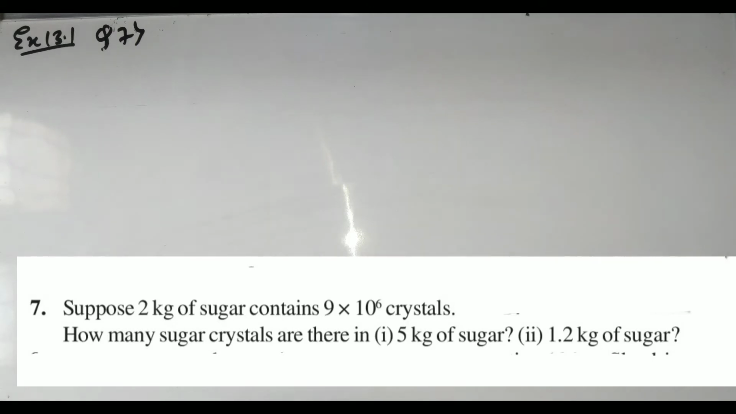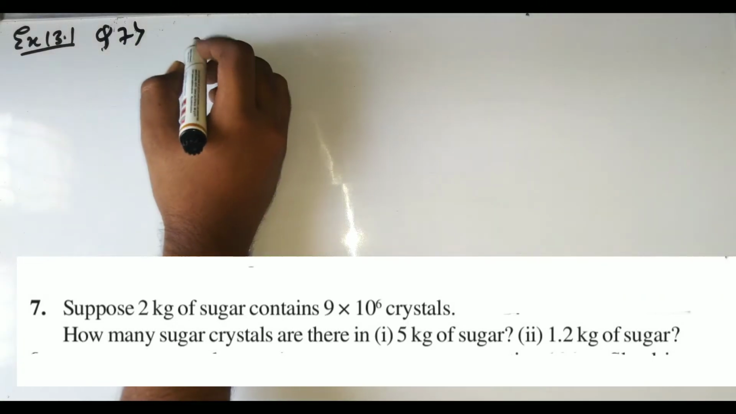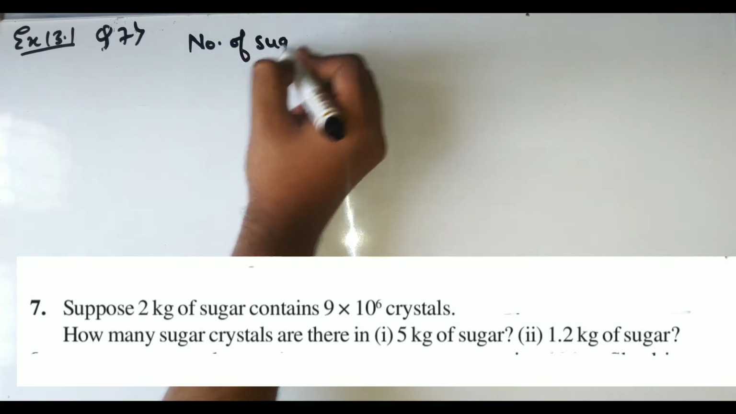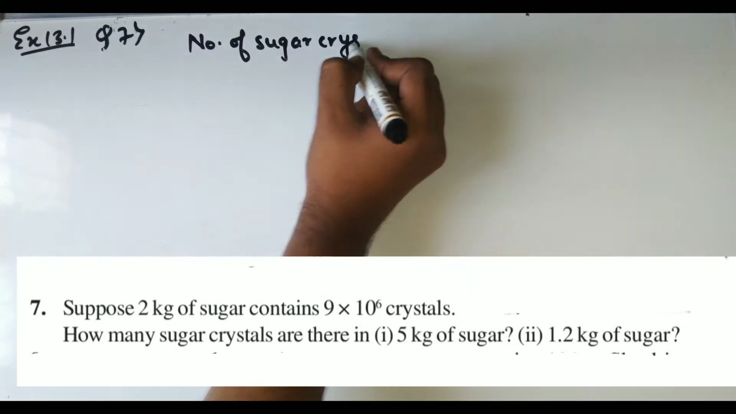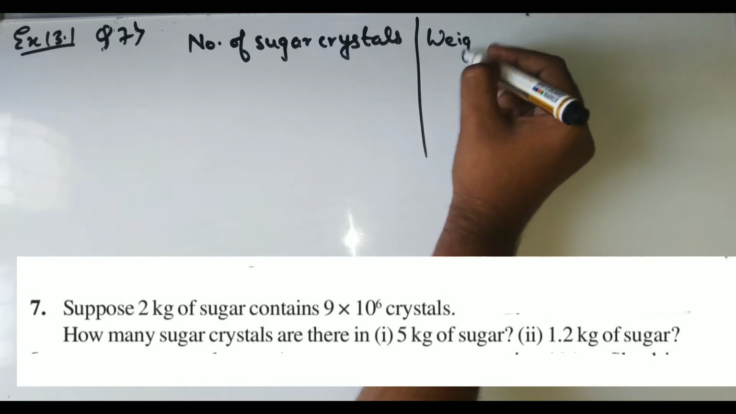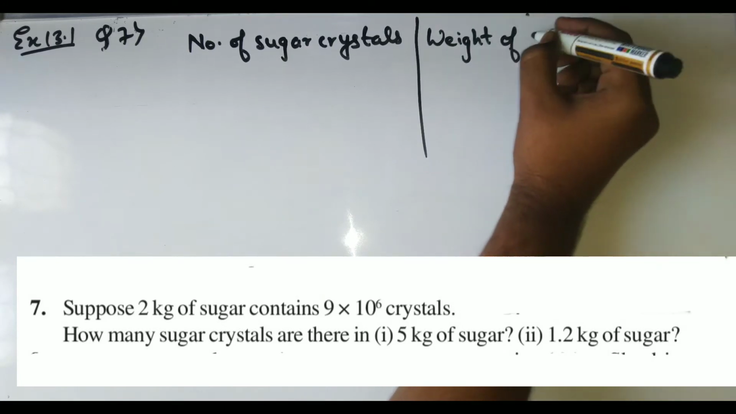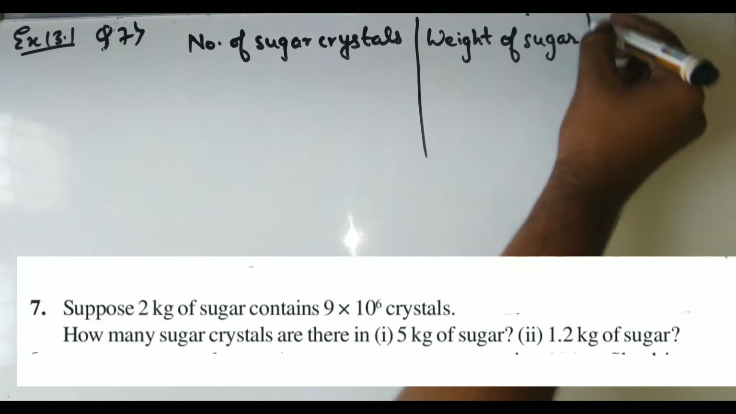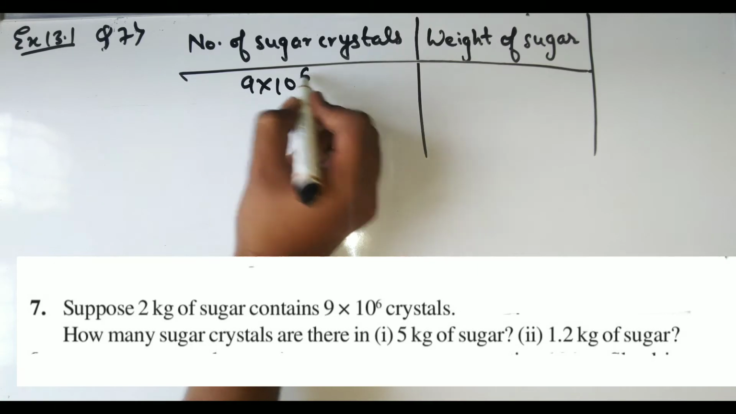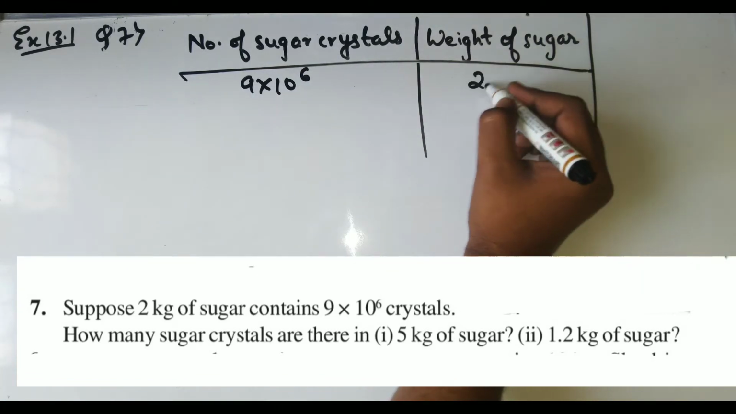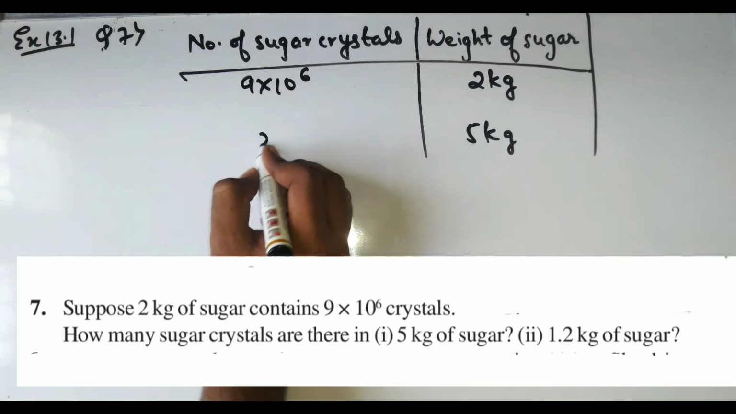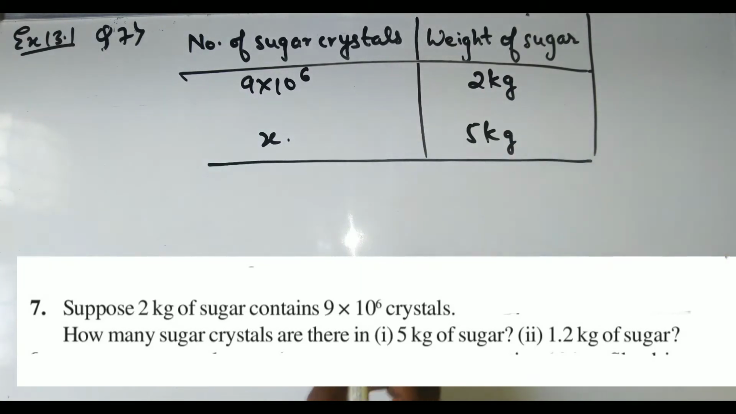The first we'll write the table so as to understand in a better way. So it is given number of sugar crystals, correct? Number of sugar crystals is given and weight of sugar. Now 9 into 10 to the power 6 number of crystals are there, so the weight of sugar will be 2 kg. When it is 5 kg, what will be the number of crystals? That is the question here.